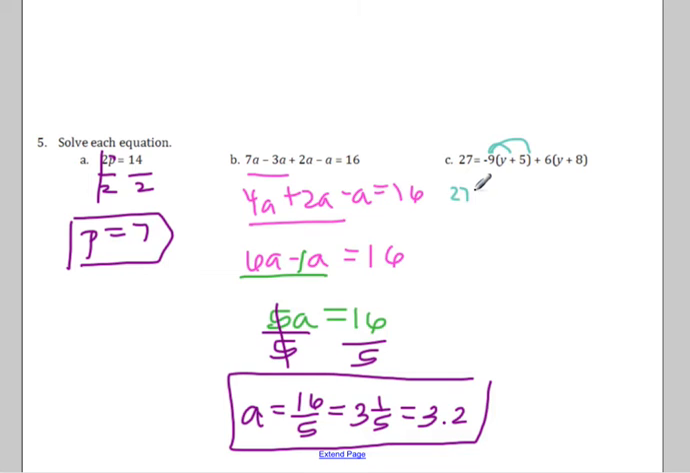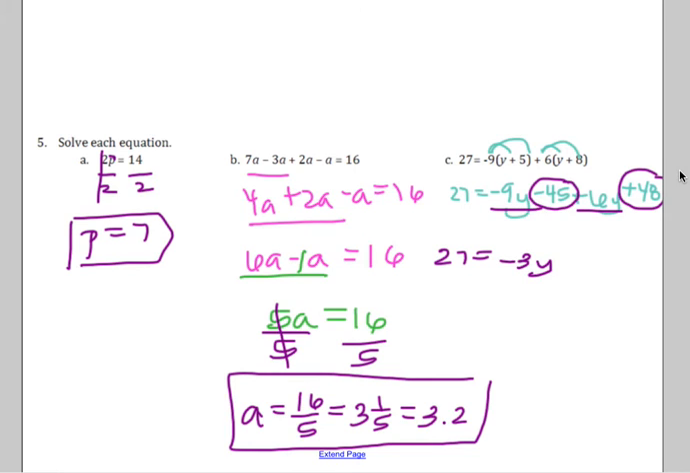Okay, so 27 is equal to negative 9 times y will give me negative 9y. Negative 9 times 5 is negative 45. Plus 6 times y. And then 6 times 8 will give me 48, so plus 48. Okay, on my right-hand side, let's go ahead and combine like terms. So I have 27 on the left hand. Negative 9y plus 6y gives me negative 3y. And then negative 45 plus 48 will go ahead and give me plus 3.